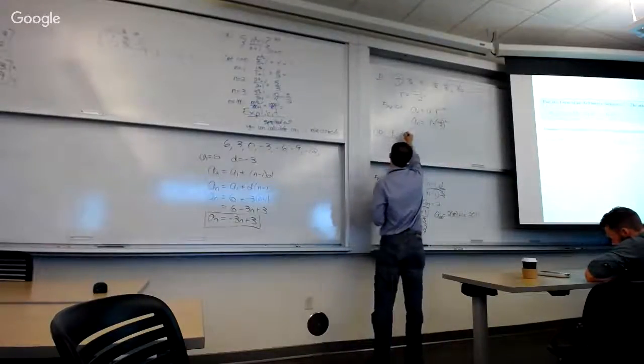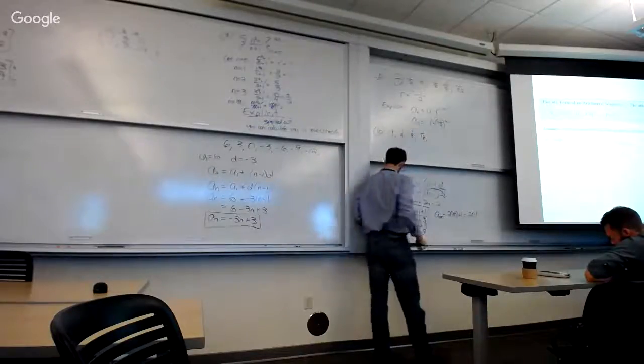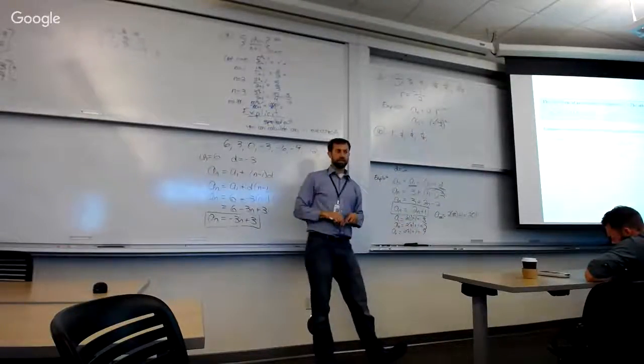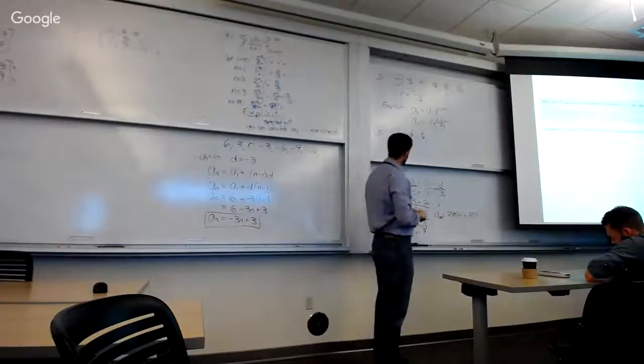1, 4, 9, 16. What would be a formula to represent this pattern? And first of all, can we just predict what the next term would be?